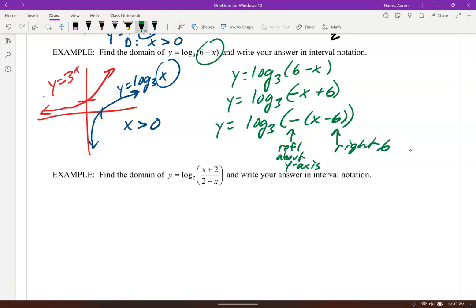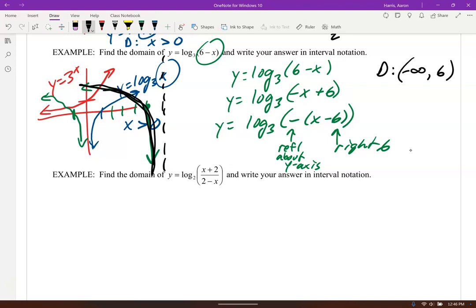Okay, so it flips it over the x-axis like that. I'm sorry, the y-axis like that in green. Then it moves it right 1, 2, 3, 4, 5, 6 right there. It looks like that. So instead of a vertical asymptote at x equals 0, it has a vertical asymptote at x equaling 6. And so you can see this one that I just outlined in black has a domain that comes from negative infinity up to 6. In other words, x is less than 6. That's how you could do that with transformations as well.